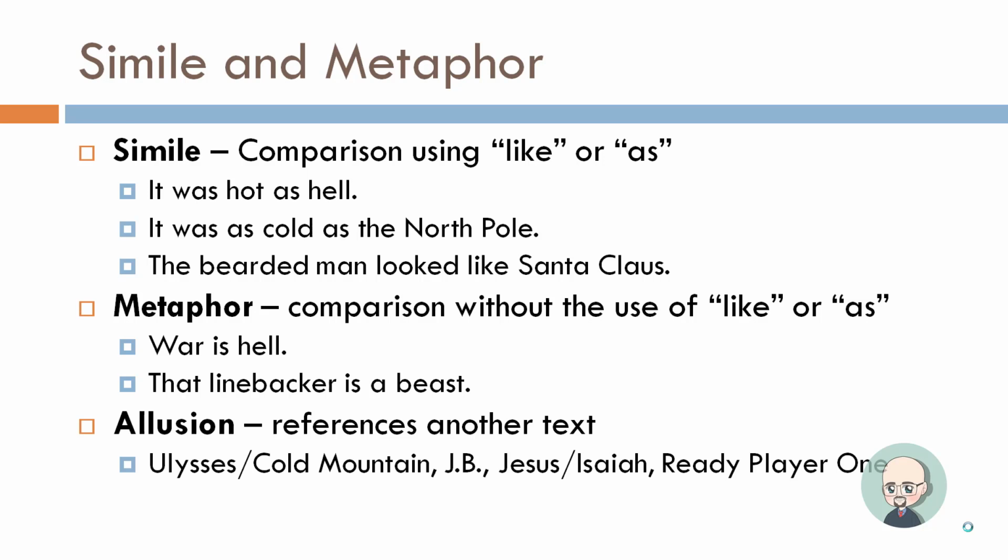An allusion. It's a reference to another text in literature or another form of text. For instance, Ulysses and Cold Mountain, both very famous novels, are sustained allusions. That means the whole book is an allusion to the Odyssey, which is a very famous epic poem. J.B. is an allusion to the book of Job. Jesus makes continued allusions in the New Testament to the book of Isaiah, one of the Old Testament books.